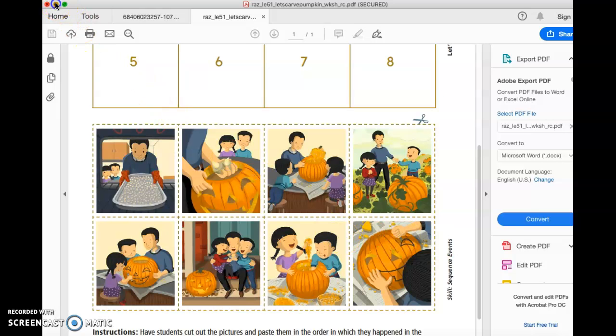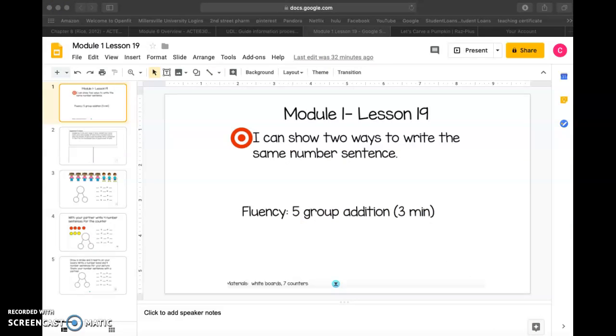The other thing I was going to talk about is my slideshow presentations that I use for my math lessons. For the engagement, it's really only one way for them to help out and do things. For example, this is my first slide. It says I can show two ways to write the same number sentence. So we talk about a number sentence. It's just what are they all going to be doing.